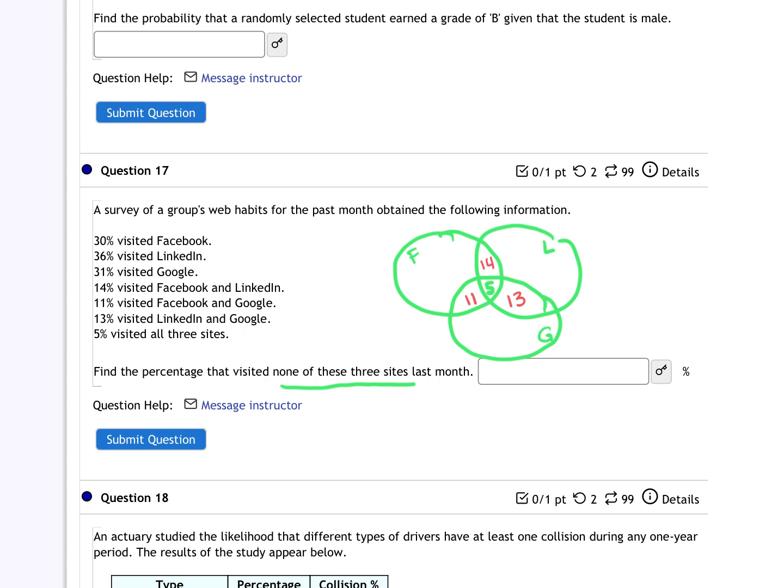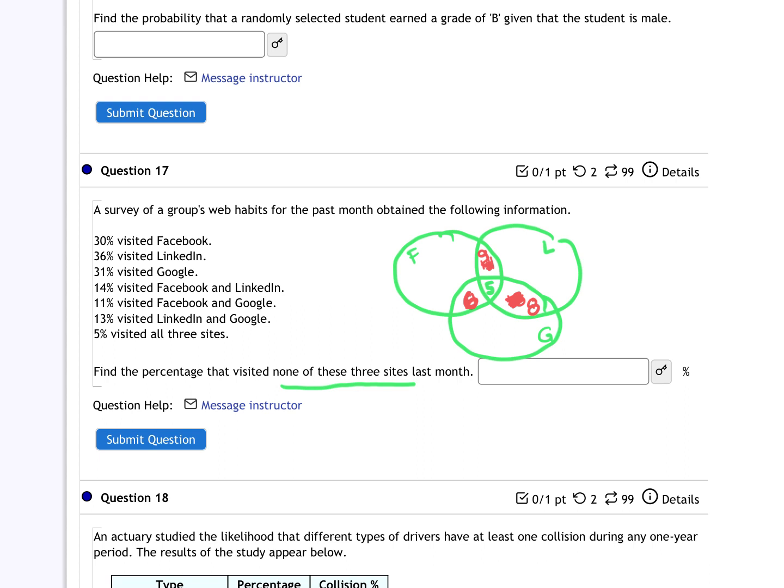Right. Now, no, wait a minute. We need to take that 5% out. We counted it twice. So this isn't 13 because there's a 5 here. This is actually 8. Now it adds up to 13. This is actually 6. Now it adds up to 11. This is actually 9. Now it adds up to 14. Right? Now we want Google to add up to 31.